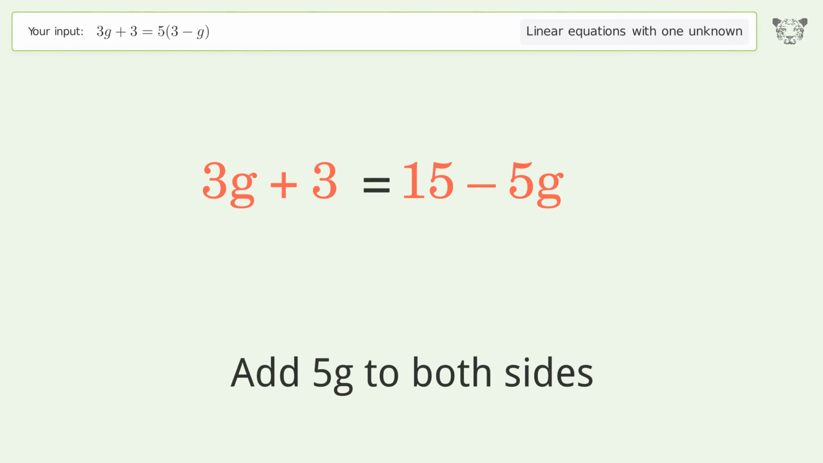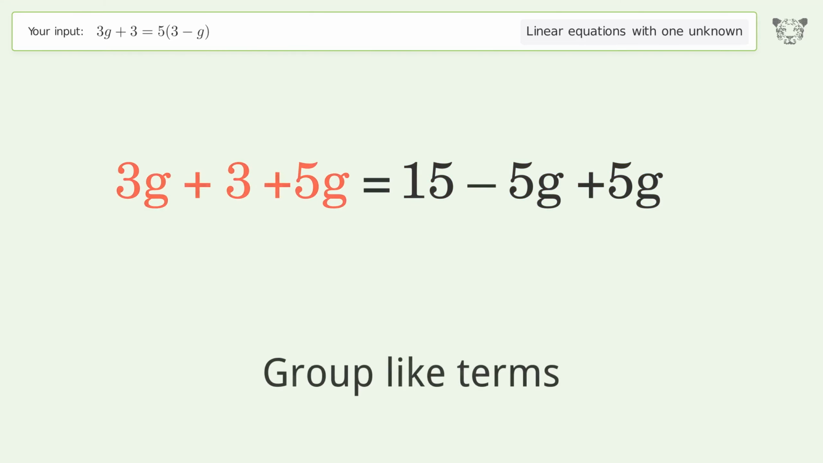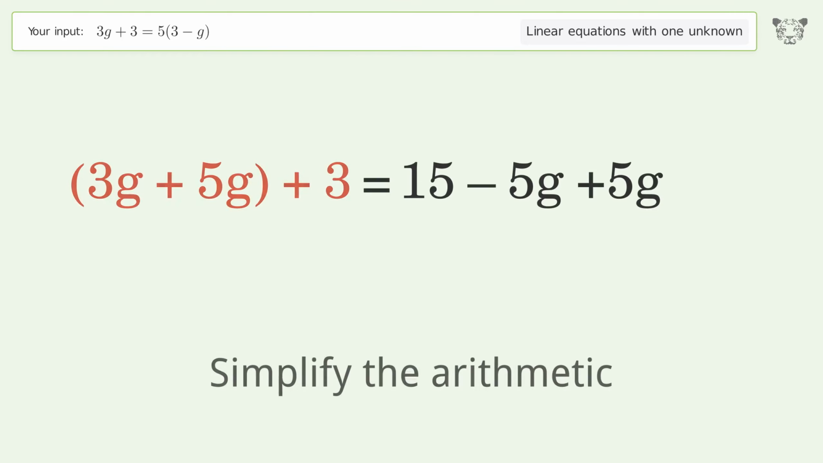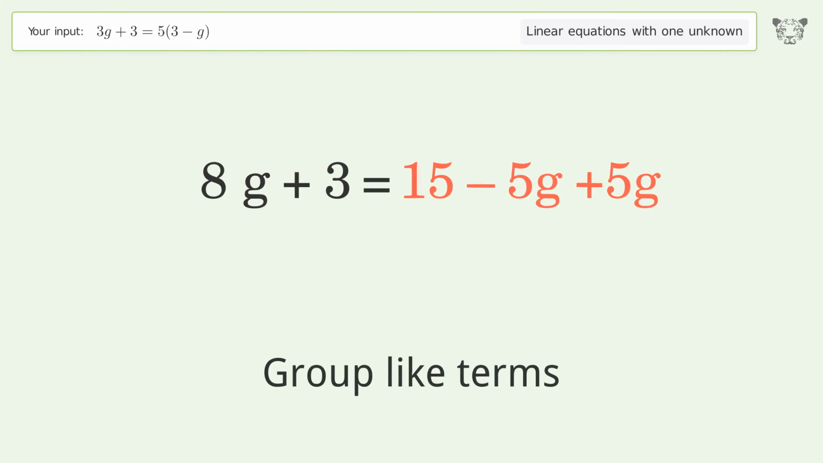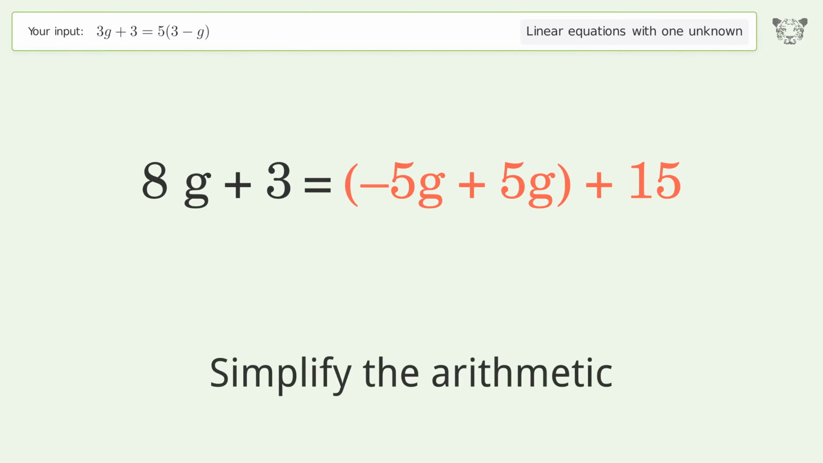Add 5g to both sides. Group like terms. Simplify the arithmetic. Group like terms. Simplify the arithmetic.